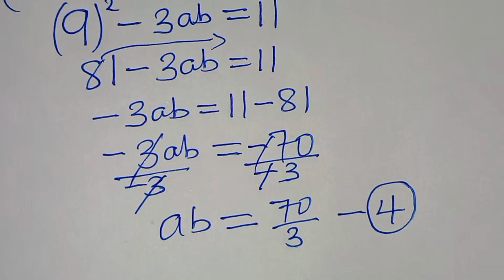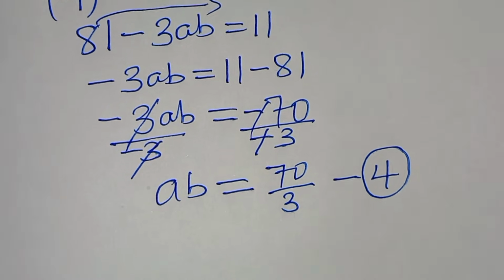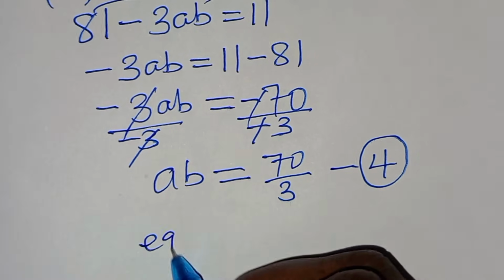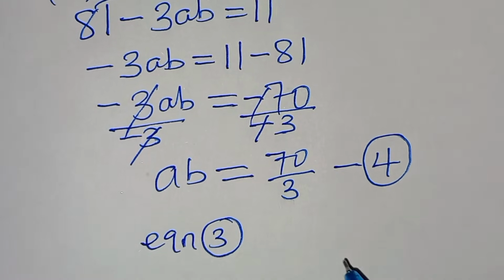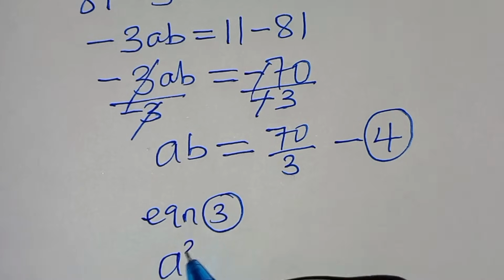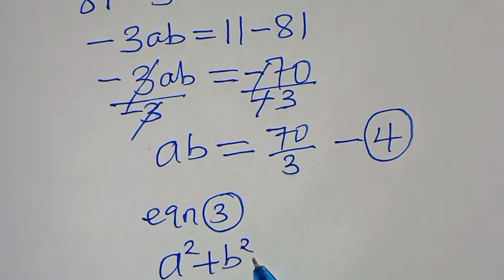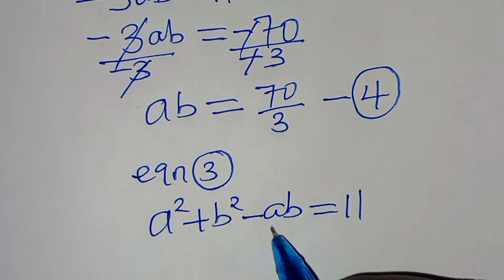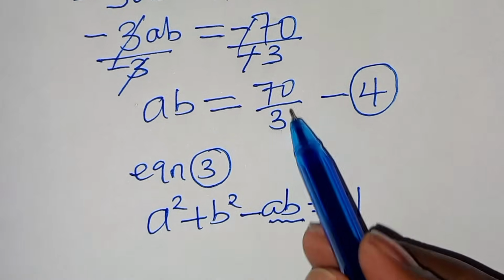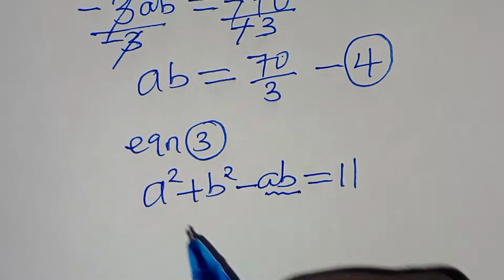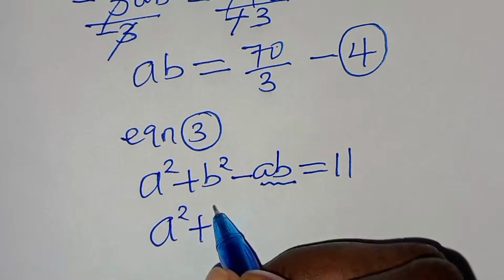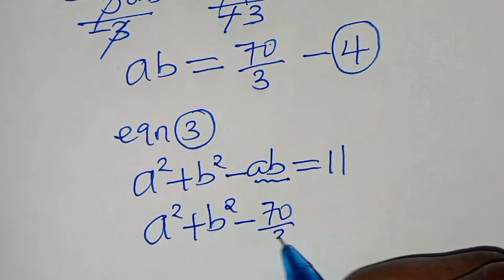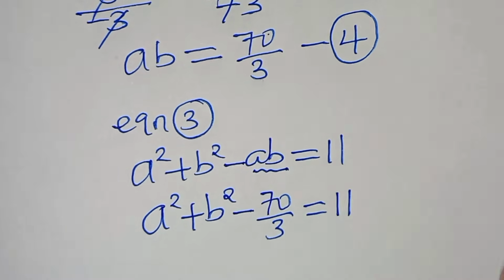Now, from equation 3, which is a squared plus b squared minus a times b, this is equal to 11. We can substitute a times b. A times b here is 70 over 3. So this means we have a squared plus b squared minus 70 over 3. This is equal to 11.